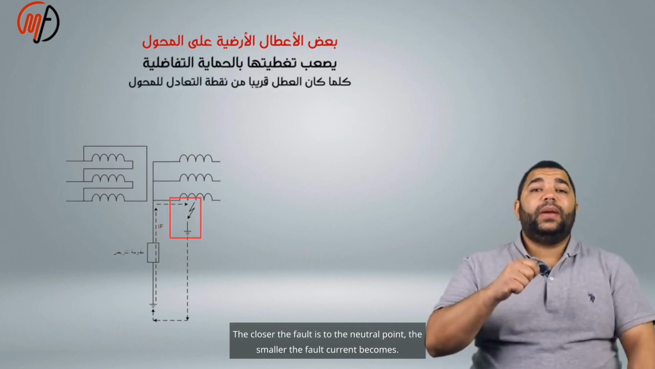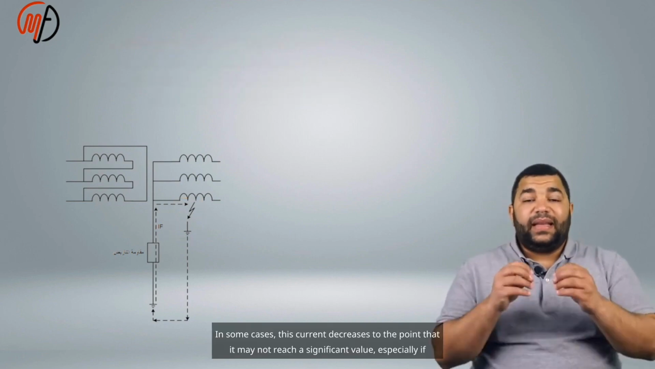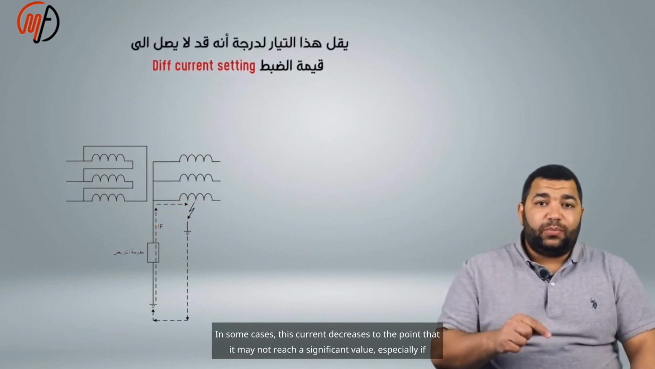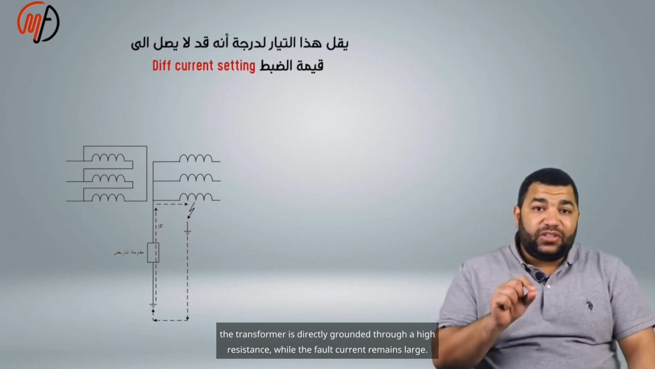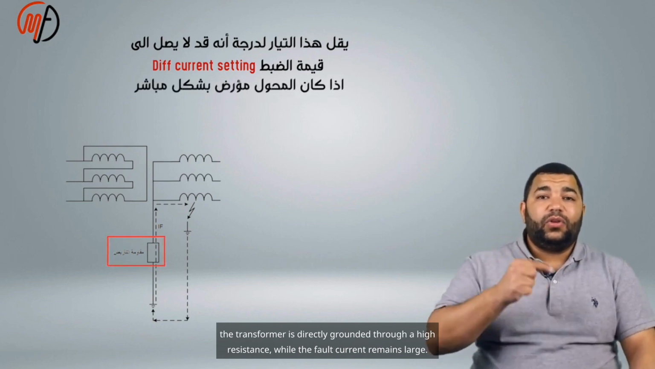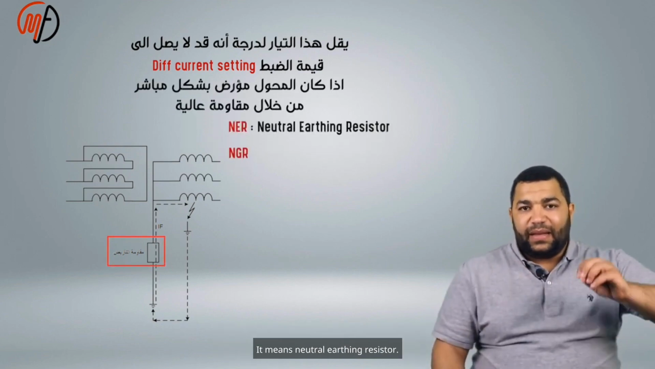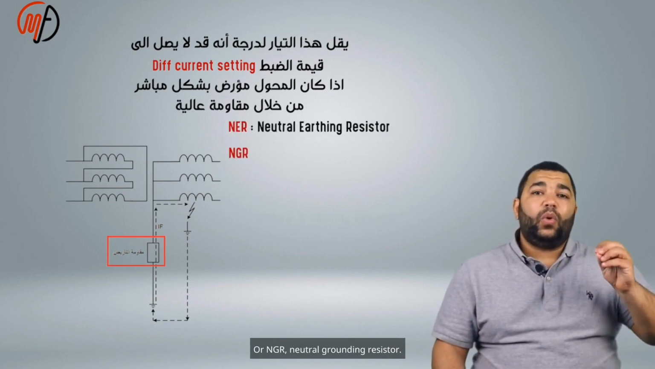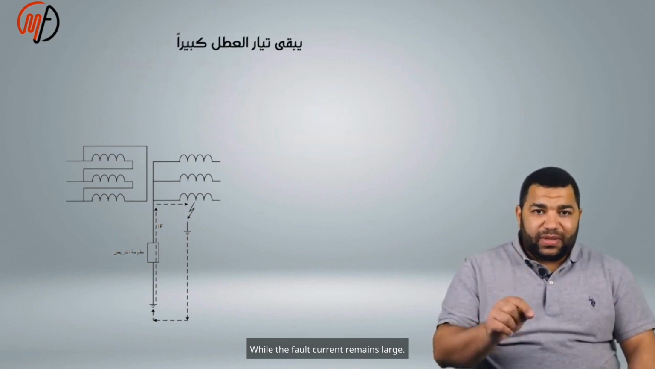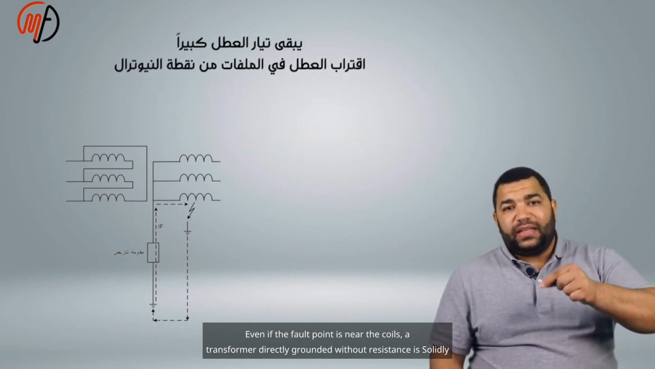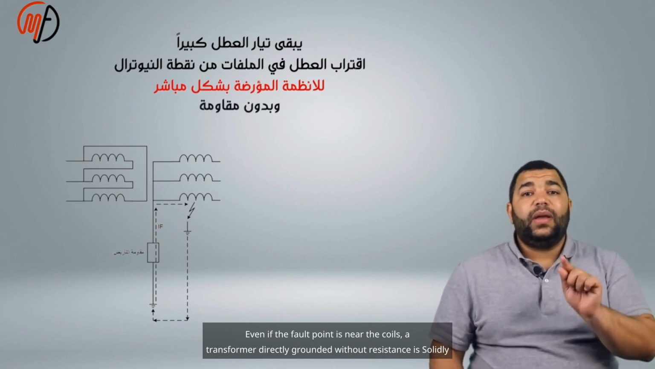The closer the fault is to the neutral point, the smaller the fault current becomes. In some cases, this current decreases to the point that it may not reach a significant value, especially if the transformer is grounded through a high resistance. This means a neutral grounding resistor, or NGR. While the fault current remains large, even if the fault point is near the coils, a transformer directly grounded without resistance is solidly grounded.